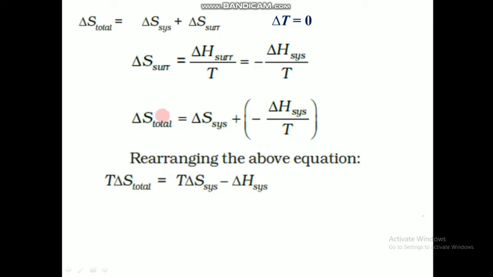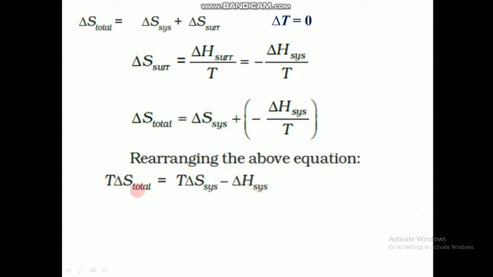So we multiply T with this term and this term and with this term. When we multiply T with this term, this T and the multiplied T will cancel off. Hence the remaining delta H system only will be there. So all this when we write here, T delta S total is equal to T into delta S system minus of delta H system. As the T and T got cancelled, minus of delta H system.